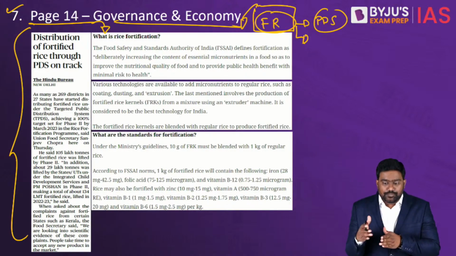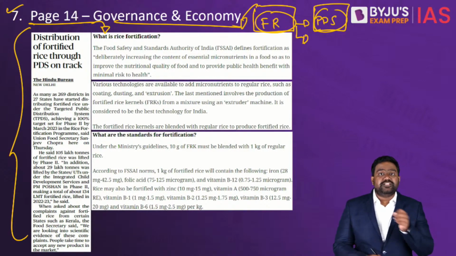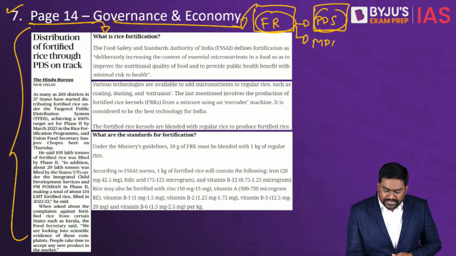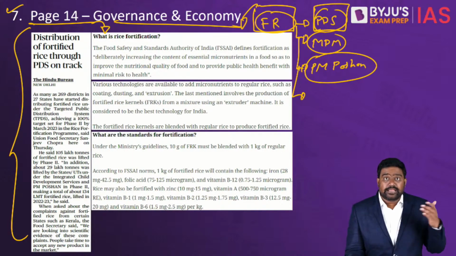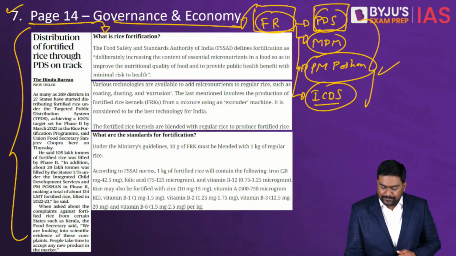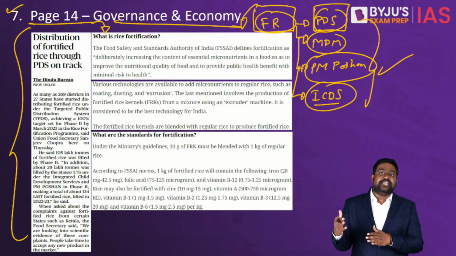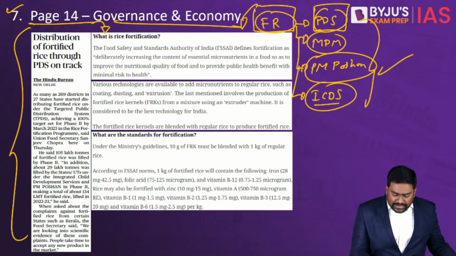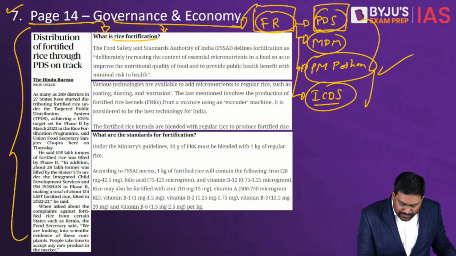This rice is being distributed through the targeted public distribution system, through the ration shops, also through midday meal schemes, through the Pradhan Mantri Poshan Yojana, which focuses on nutrition and tackling hunger and malnutrition, and also through ICDS, Integrated Child Development Scheme. All the nutrition-oriented schemes, through them, fortified rice has been distributed. Fortified rice is essentially where rice has been deliberately fortified to increase the micronutrient constitution.